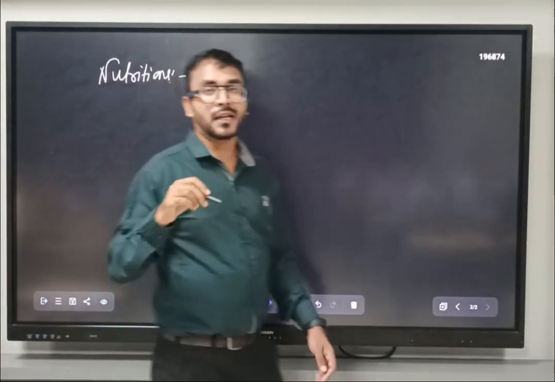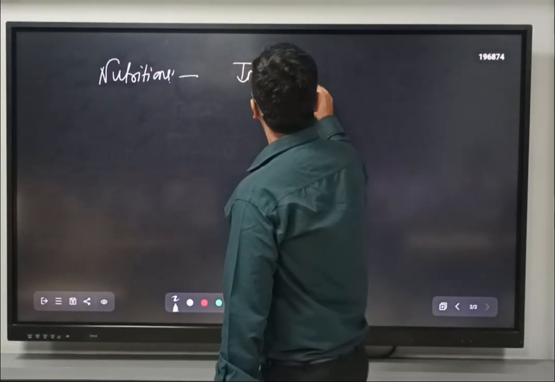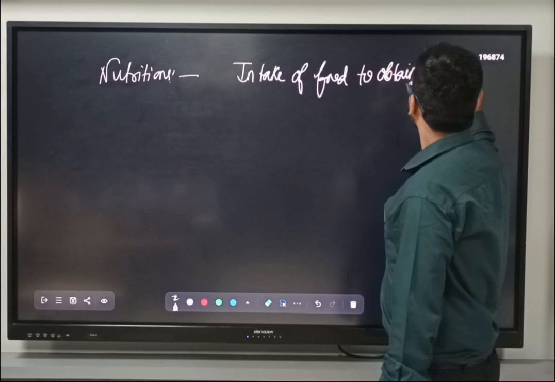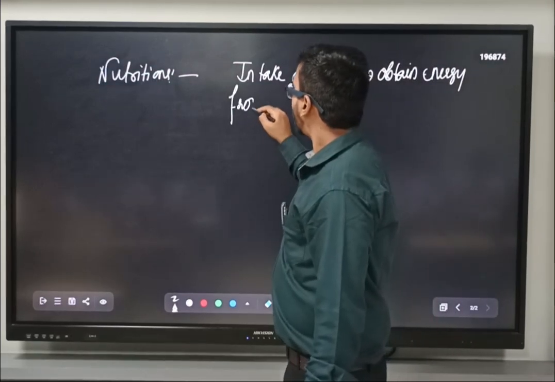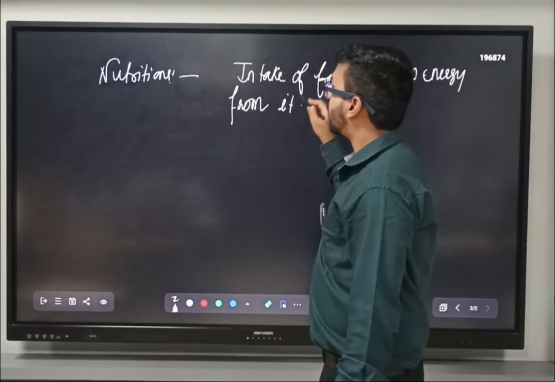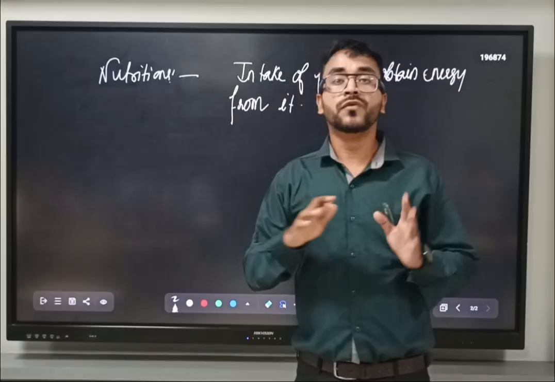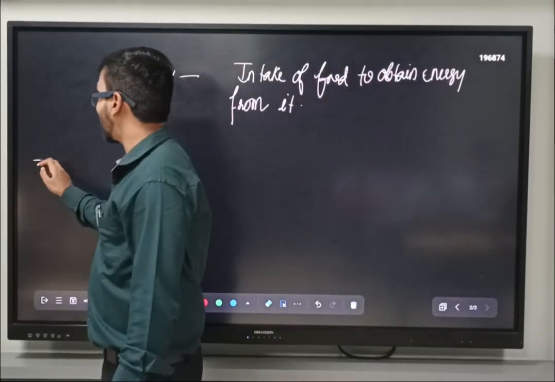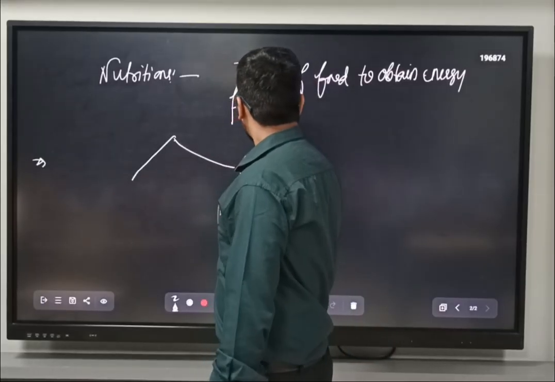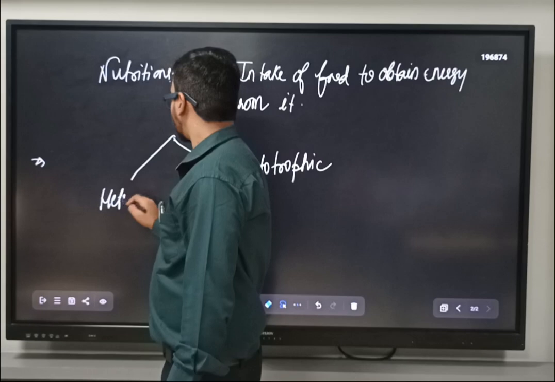In simple language, nutrition is the intake of food to obtain energy from it. सिर्फ इनटेक से ही हम उसको न्यूट्रिशन नहीं कह सकते, जब तक हमें उससे एनर्जी नहीं मिलेगी तब तक हम उसको न्यूट्रिशन नहीं कंसीडर कर सकते। So it is one of the life processes which actually gives us energy to do various metabolic processes in our body to maintain itself and repair itself. So nutrition is generally of two types: autotrophic and heterotrophic.